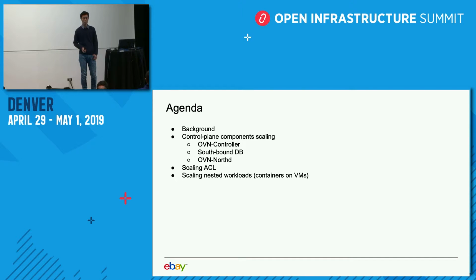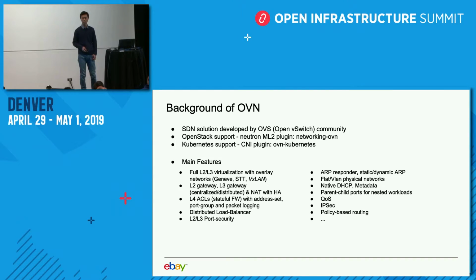So the agenda is basically I'll go through some background for OVN, and then I'll go through each of the control plane components one by one in OVN, and then I'll talk about scaling ACL and scaling nested workloads like Kubernetes running on OVN, or running on VMs which are running on OVN, and how to scale them.